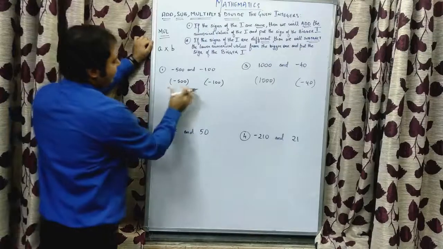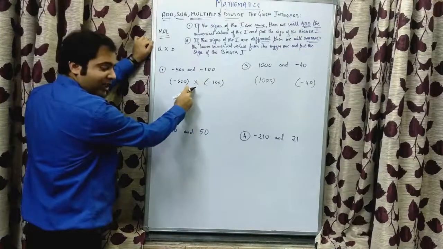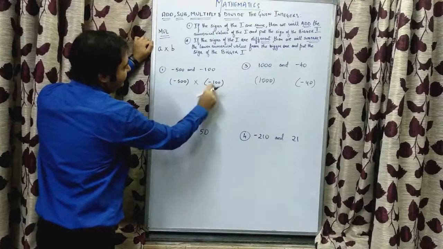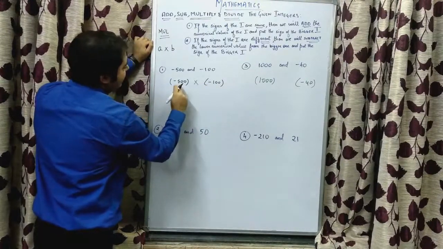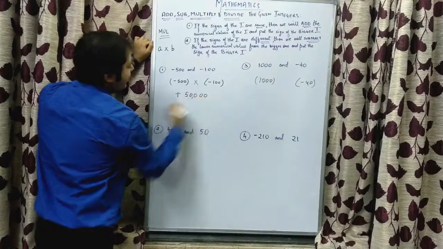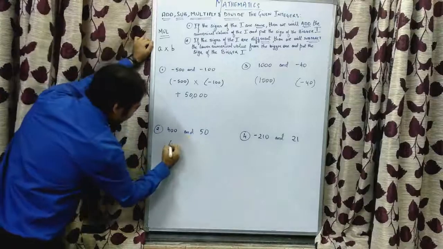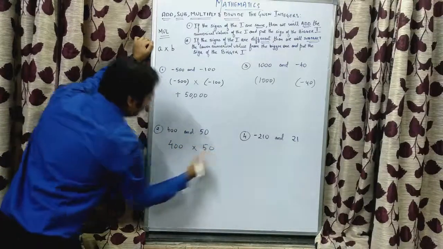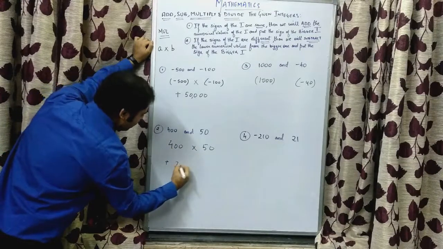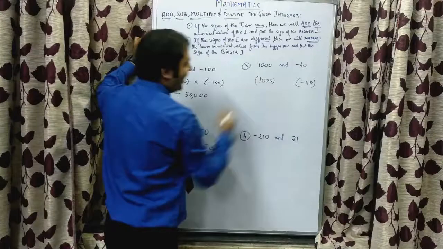For example, like in these two integers, we need to perform multiplication, right? So I have put the multiplication sign. I said sign will be multiplied by sign. Minus will be multiplied by minus. Minus into minus is plus. 500 into 100 will give you 50,000. Right? Second one, 450. So we need to multiply 450. Plus into plus will give you plus only. 400 into 50 will give you 20,000.